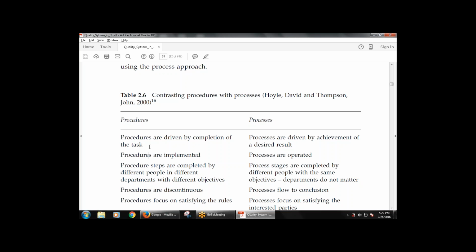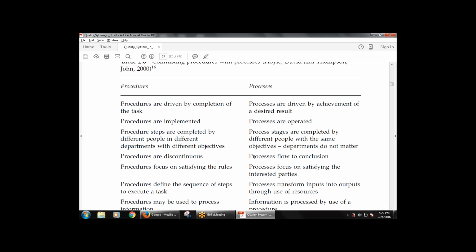Then next, procedures are implemented, and processes are operated. That means we implement the procedures, and processes are operating. Procedures are discontinuous, and processes flow to conclusion. That means when you use procedures there may be a discontinuity, and the process flows to the conclusion. At the end, there is an aim, a result that is available.